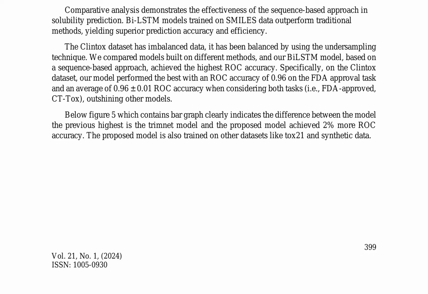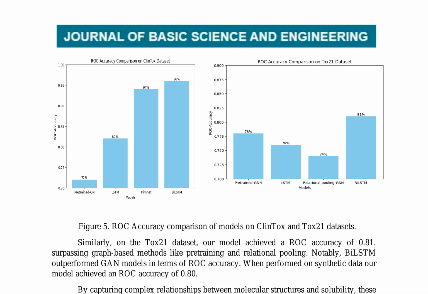On the ClinTox dataset, the proposed model achieved a ROC accuracy of 0.96, surpassing other models like Trimnet. Similarly, on the TOX21 dataset, the model achieved a ROC accuracy of 0.81, outperforming graph-based methods and GAN models. When performed on synthetic data, the model achieved an ROC accuracy of 0.80.